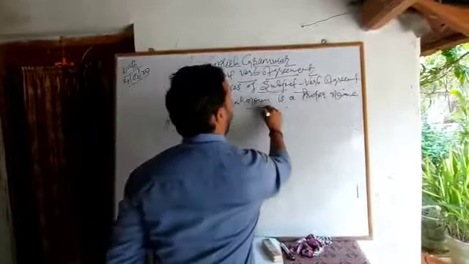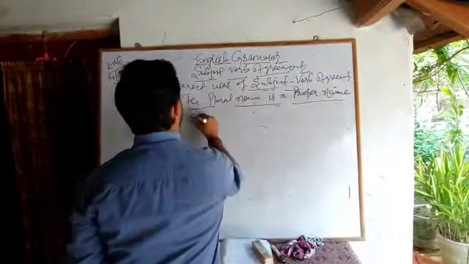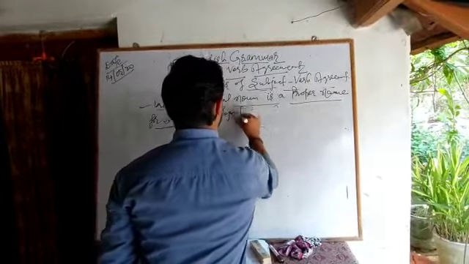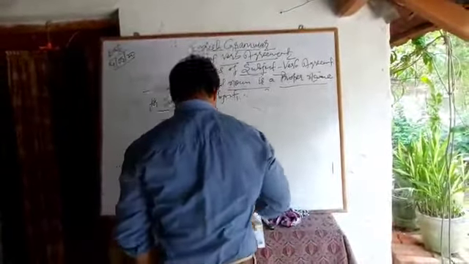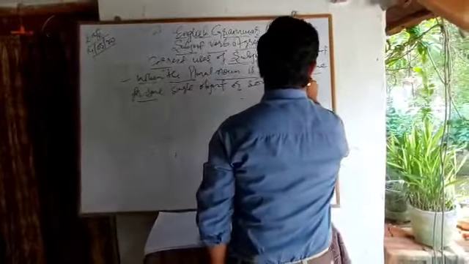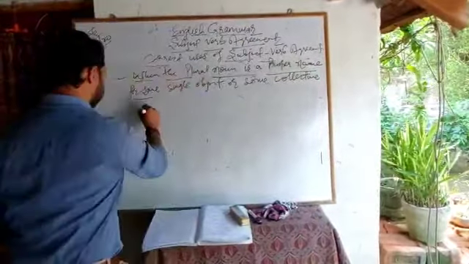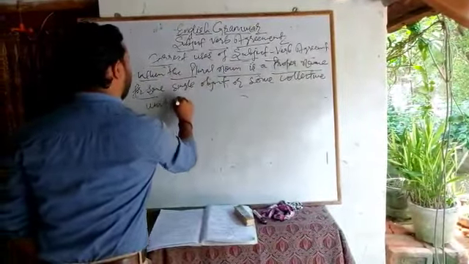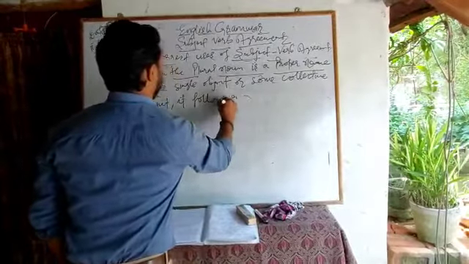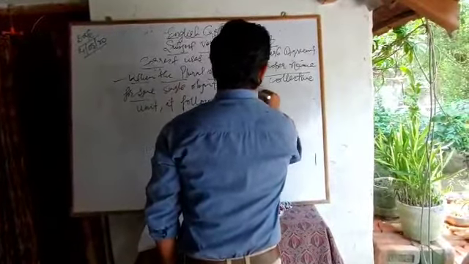When a plural noun is a proper name for some single object or some collective unit, it follows a singular verb.